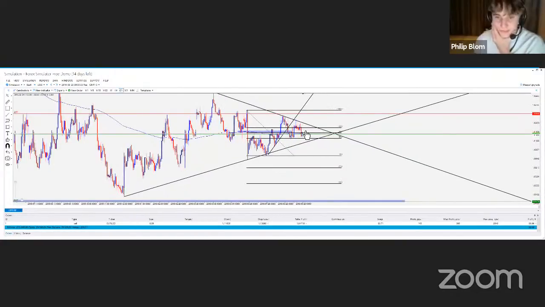Okay, so we finally broke back into or under the 200 MA once again. Let's see this similar situation, similar candles here. So let's see if it rejects off of it this time.